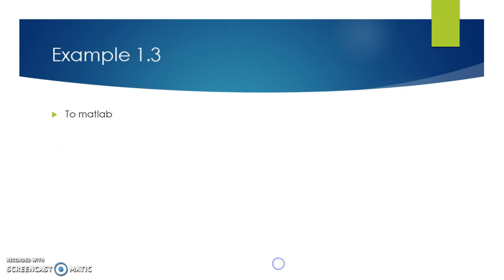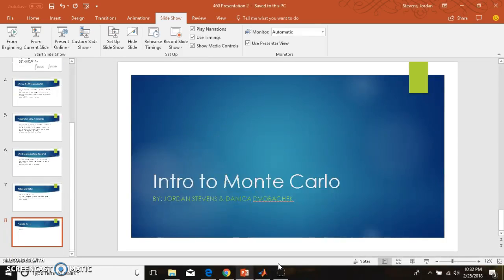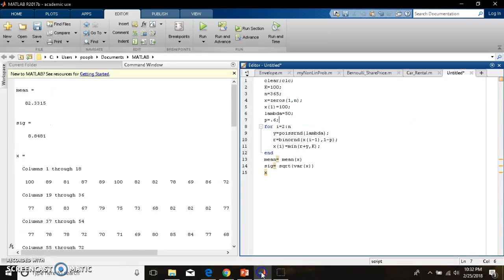So after explaining that, we're going to move on to our example 1.3. We just decided to explain this in MATLAB. Basically this section is about a skips problem. Skip is basically similar to a car. That's kind of how I understood it. So it's almost like a car rental place.